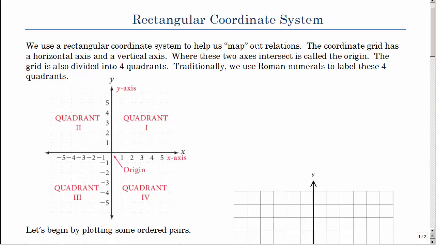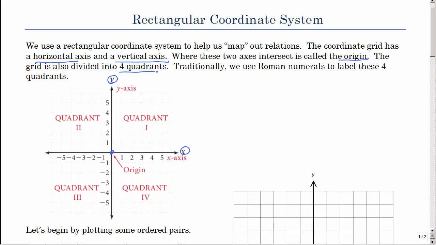The coordinate grid has a horizontal axis and a vertical axis. The horizontal axis we label X, the vertical we label Y, although in science classes you could be labeling them something different, like pressure and volume, maybe time and speed. So in algebra, X and Y are what we usually label the axes, but they can be labeled anything you want. The center where those intersect is called the origin, and the grid is divided into 4 quadrants.